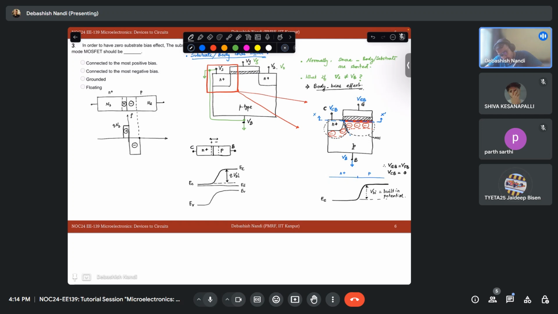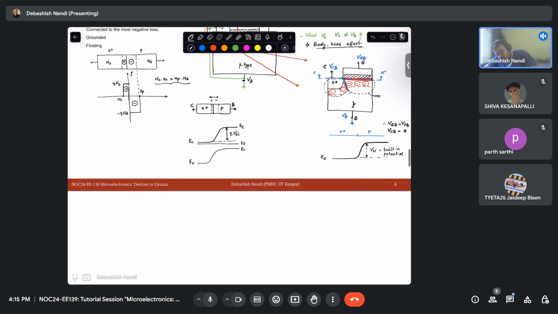And what will this value be? Minus QNA, right? This is xp, this is xn, and we have a relation that ND times xn has to be equal to xp times NA, because both the charges have to balance. This is the full depletion approximation. So now this is your rho, right?